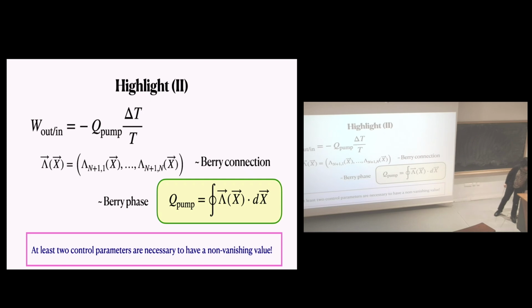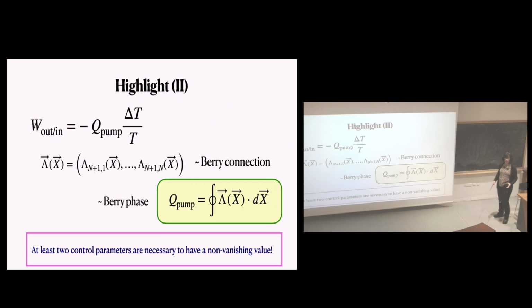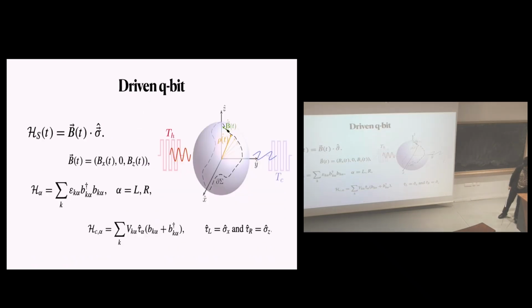Because if you have just one parameter, you go in one direction, you go in the other direction, and the line integral will give you exactly 0, right? Yeah, some example. So, are there questions? Okay, I can move on to the example.